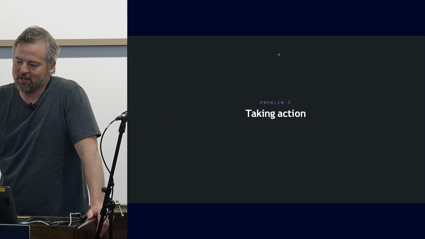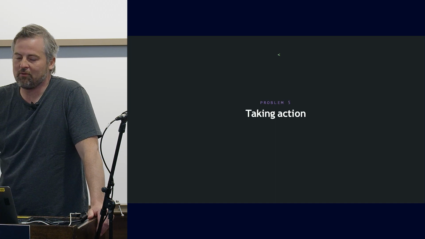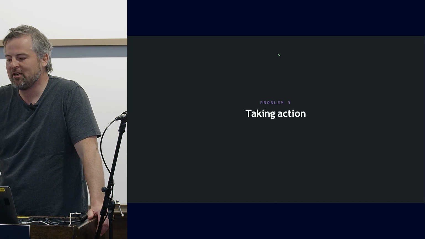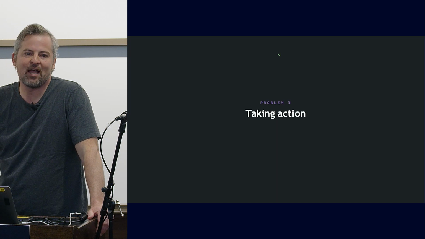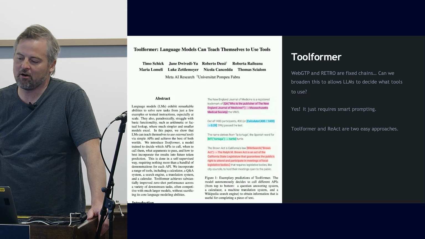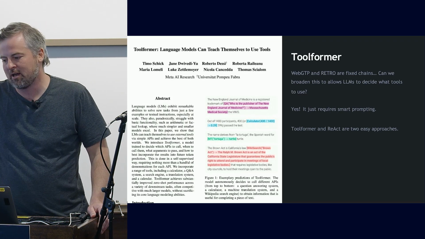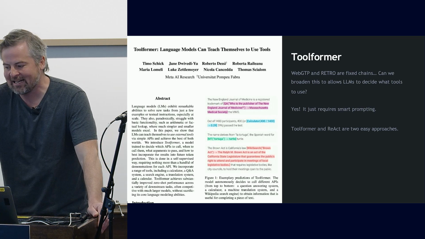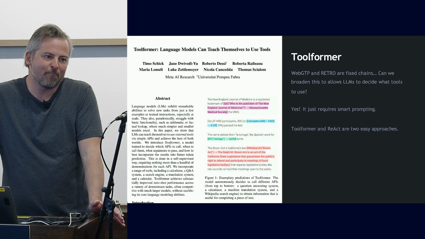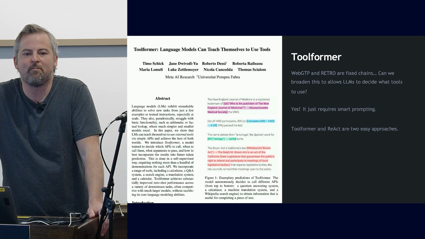I only have 2 minutes left, so I'm gonna go very quickly. One extension of this idea, or last problem, is taking action, which is simply that often you want to automate your application or take action. And there are a lot of papers here. The 2 most interesting ones are a paper called Toolformer from Facebook and a paper called React. And they're basically ways to use smart prompt engineering to allow the models to make API calls.